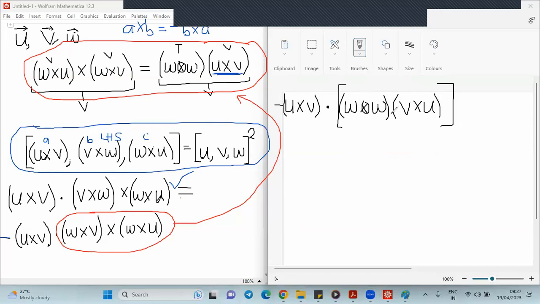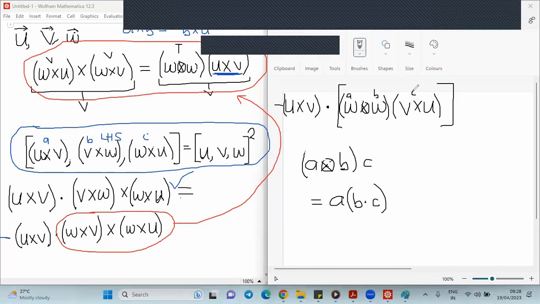Now, another rule we need to know from our dyad. One thing we know about the dyad is that when you have a dyad product, A dyad B, and both of them are acting on a vector C, this is as good as saying A times B dot C, I believe. Right? So, since we know this, in this case, our A is going to be W, our B is going to be W, and our C is going to be V cross U.